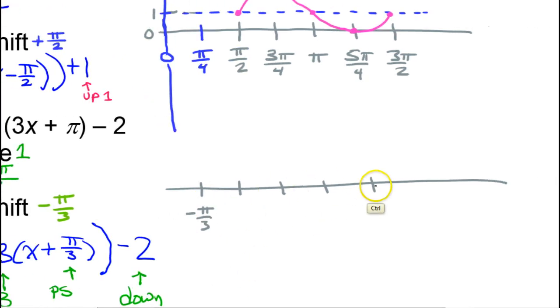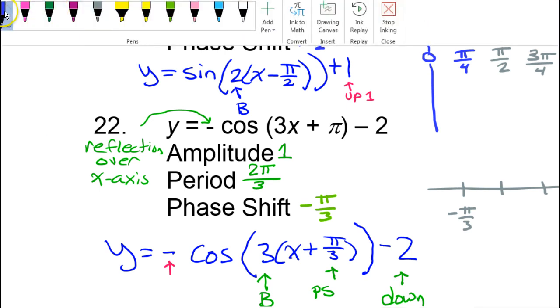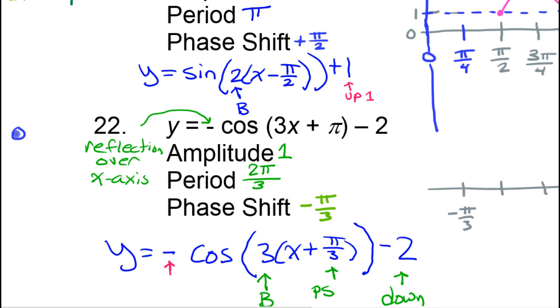Since I have 4 spaces, each space is a quarter of the period. So that reminds me that I need to figure out what a quarter of the period is. I feel like changing colors also. So quarter period, I will call that QP. Well, the period is 2 pi over 3. So therefore, a quarter period is going to be 2 pi over 3 divided by 4.